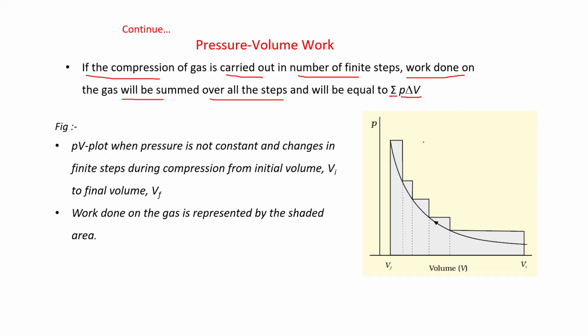Okay, and this is a graph between pressure and volume, the PV plot. When pressure is not constant and changes in finite steps during compression from initial volume Vi to final volume Vf, work done on the gas is represented by the shaded area. This work is done in one step, this is in another step, and this is in another step. If you want to find out the total work, then we have to sum it up. Is it clear? This is an irreversible process.